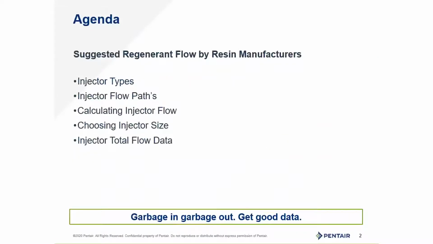So we're going to go over what suggested regenerant flow is by various resin manufacturers. These aren't recommendations. This was just taken from their own literature. We're going to go over the different types of injectors that are available, the flow path within a water softening valve, calculating injector flow, choosing an injector, and injector total flow data.